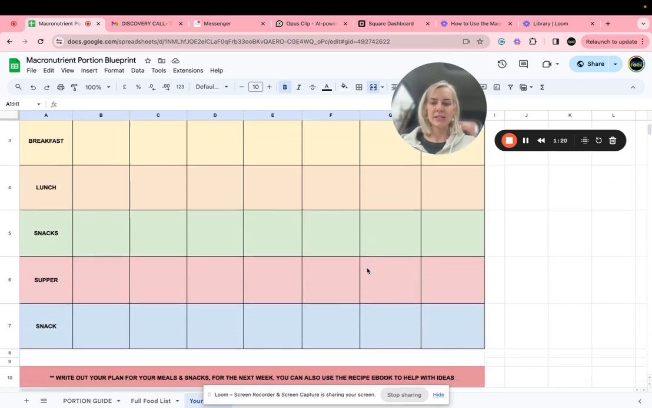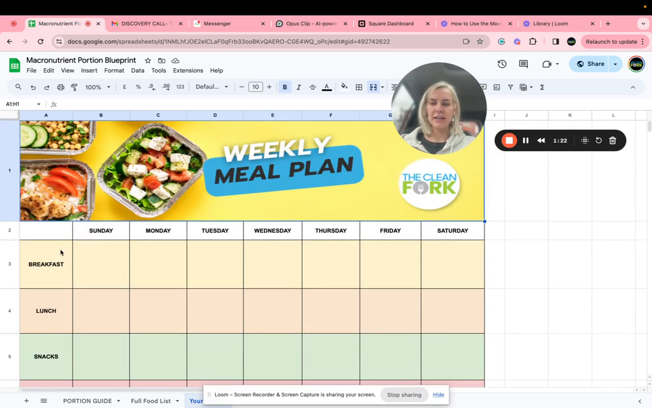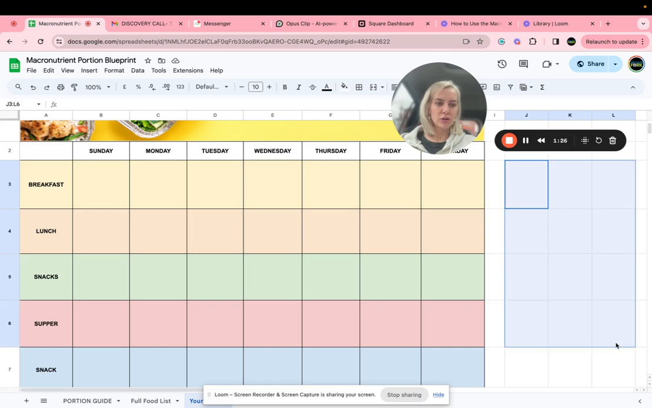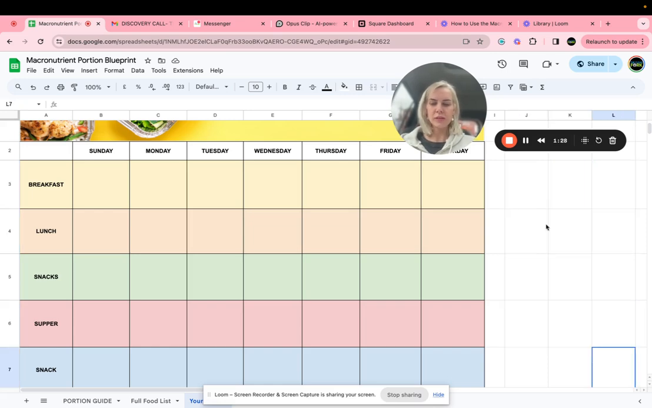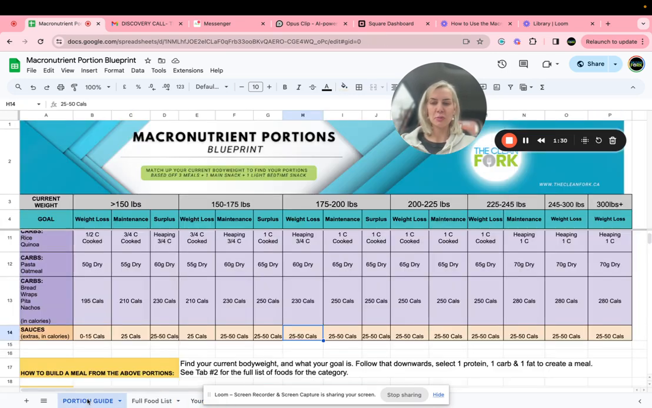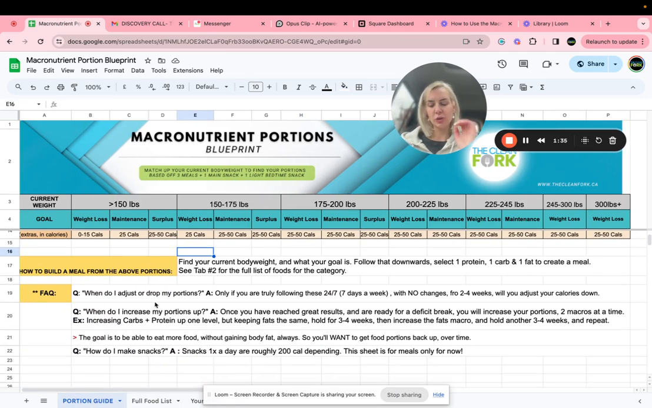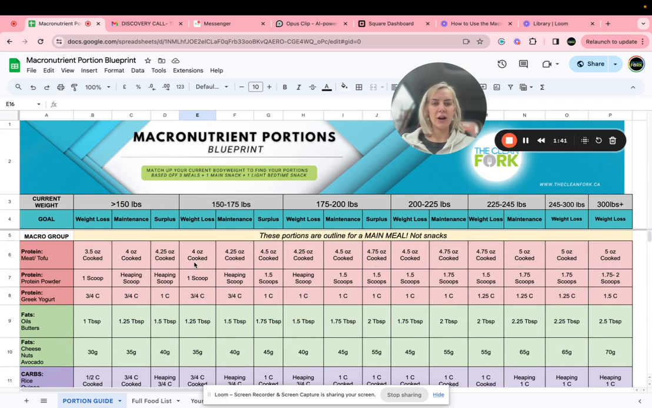So this is a nice little place to write it out and plan out your week. From there, you could even make a little grocery list over here. Those are the extra pieces at the bottom. I also put a Q&A on that first tab with different questions for you guys. Like I said, this is really just to help you put together meals. It's not for snacks. Okay, enjoy.